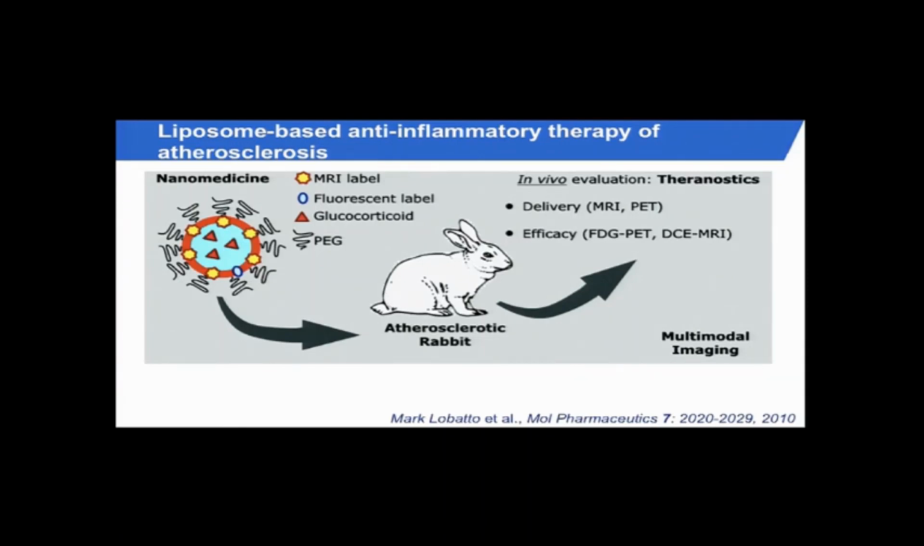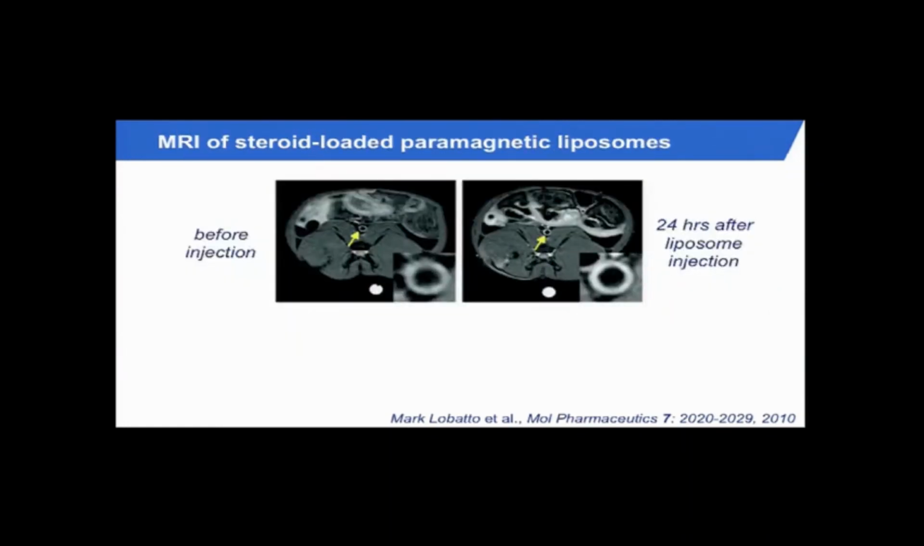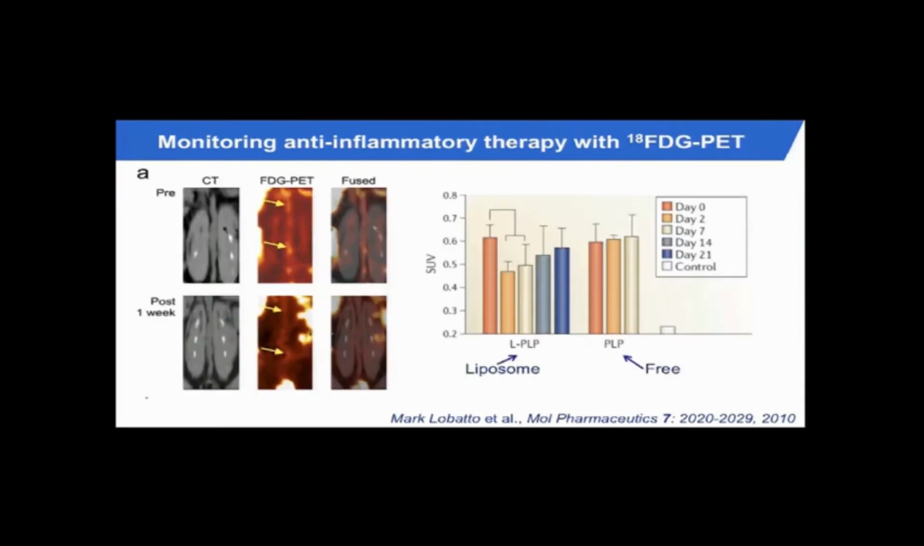So an MRI readout was used for agent delivery monitoring, and FDG PET was used to monitor the anti-inflammatory effect of the agent. So this is a readout of delivery of the agent using T1 weighted MRI. You can see a signal increase after liposome injection. So the paramagnetic liposomes are going to the plaque, and they have a beneficial effect because they lower on the FDG PET scan the specific uptake value only for the nanoparticle associated drug, not for the free drug, as you can see.